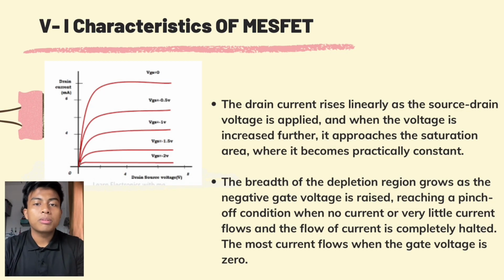VI characteristic of MESFET: the drain current rises linearly as the source drain voltage is applied, and when the voltage is increased further, it approaches the saturation area where it becomes practically constant. The breadth of the depletion region grows as the negative gate voltage is raised, reaching a pinch-off condition when no current or very little current flows and the flow of current is completely halted. The most current flows when the gate voltage is zero.